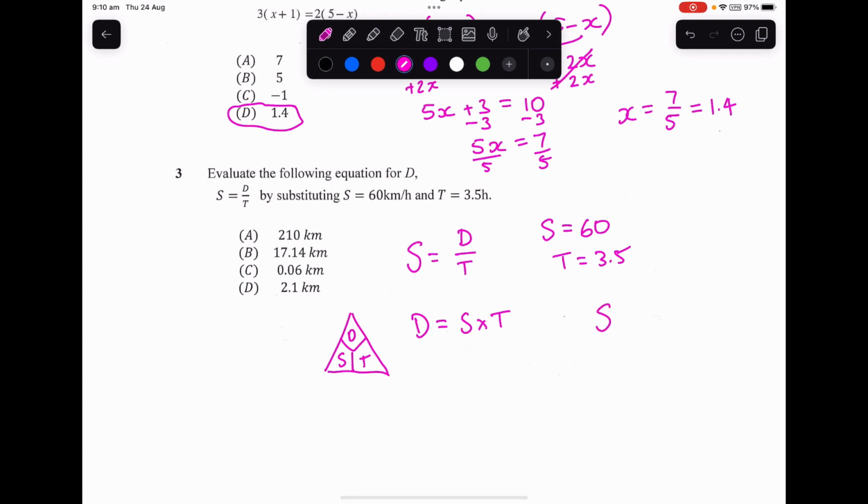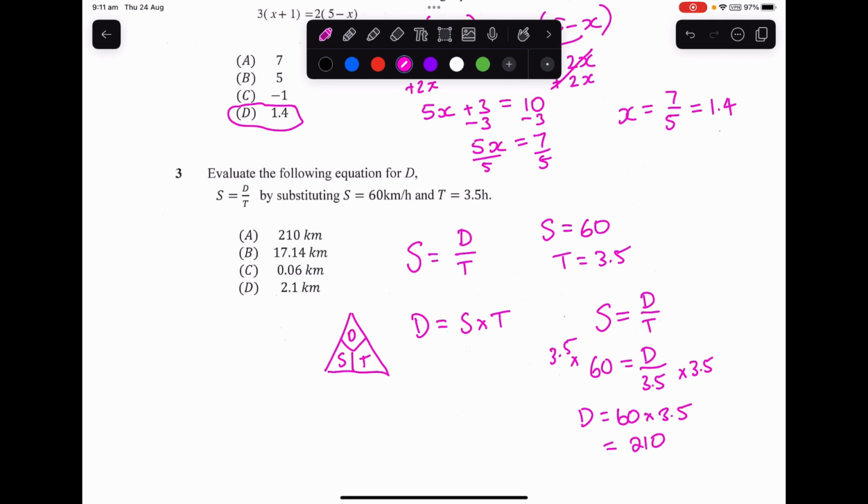So if we use the original one they've given us, S equals D over T, we'd substitute in 60 for S. D is what we're looking for, and our T is 3.5. We just have a one-step equation here, so we'd multiply across by 3.5. And we'd end up with D equals 60 times 3.5, and that comes out at 210. The other way you could do it is using your D equals S times T, and straight away we'd just go 60 times 3.5. That's if you remember how to use your triangle. So 210 is our answer there.